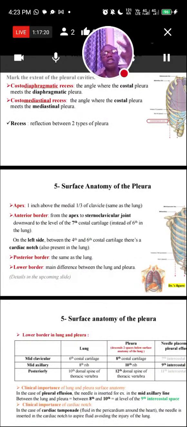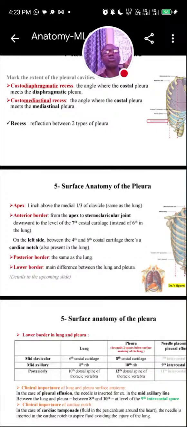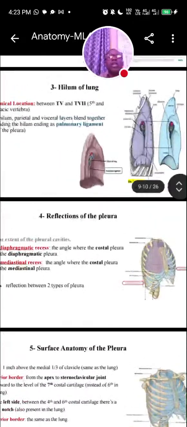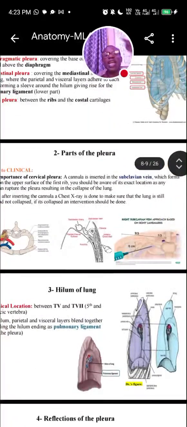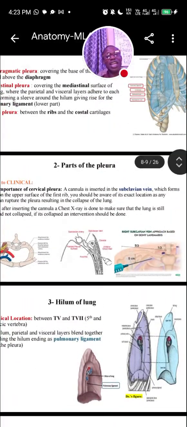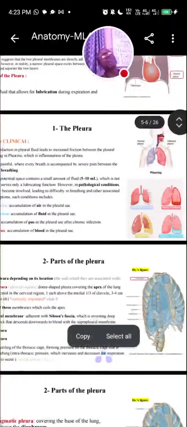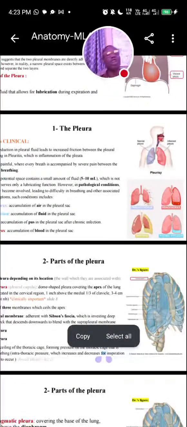Number 1, surface anatomy of the pleura. 2, reflections of the pleura or recesses. Parts of the pleura. Clinicals of the pleura. What else have we done? Introduction to the pleura. Hilum of the lungs. That's almost about 8 things we've done today.